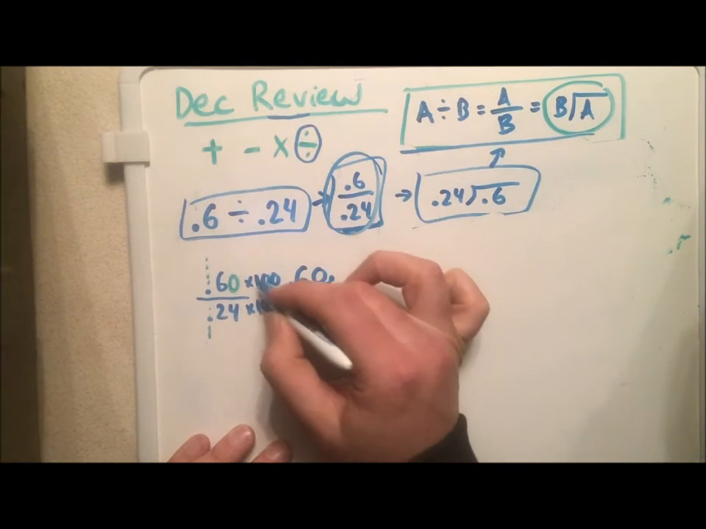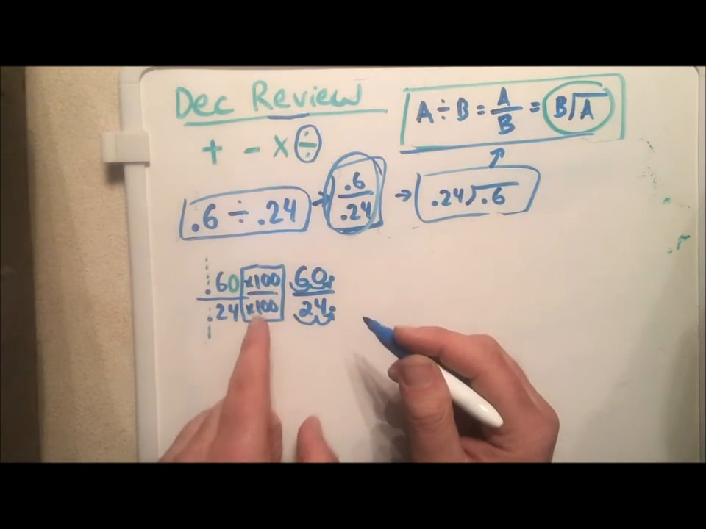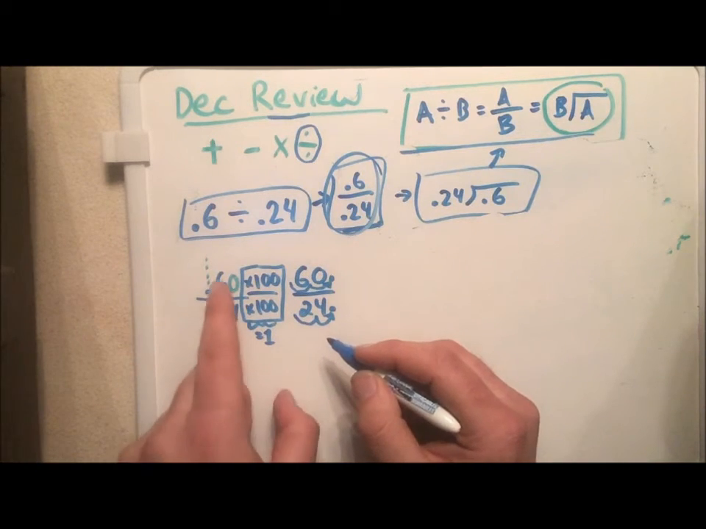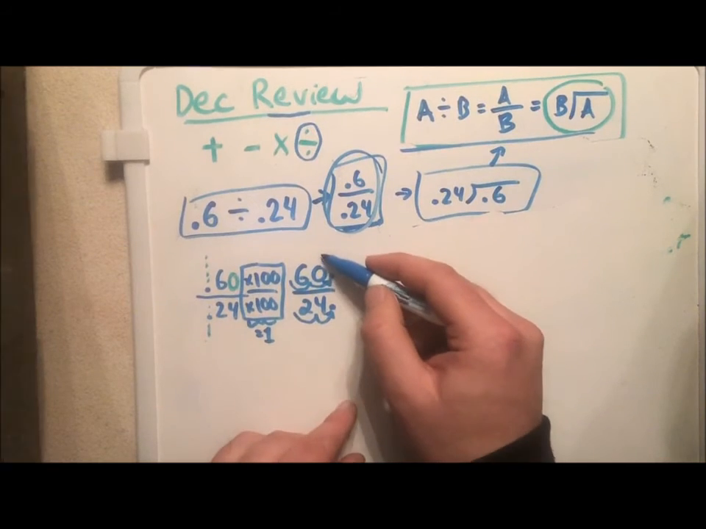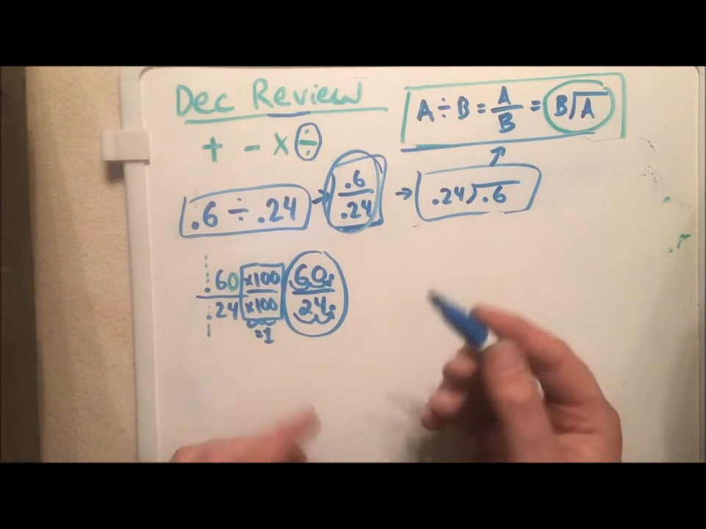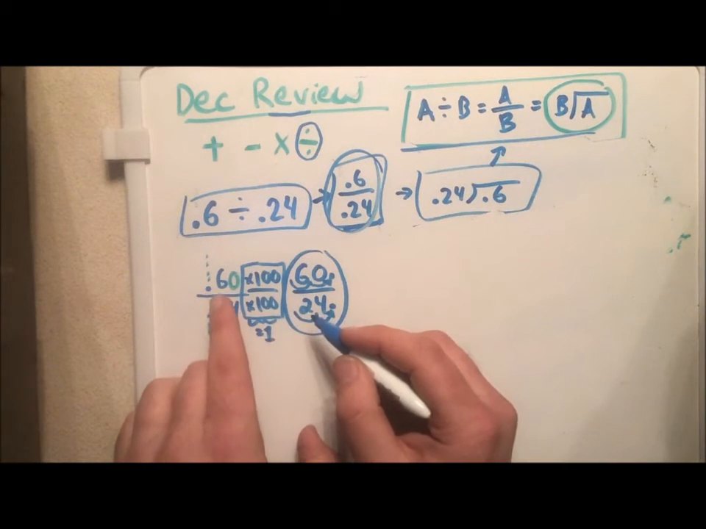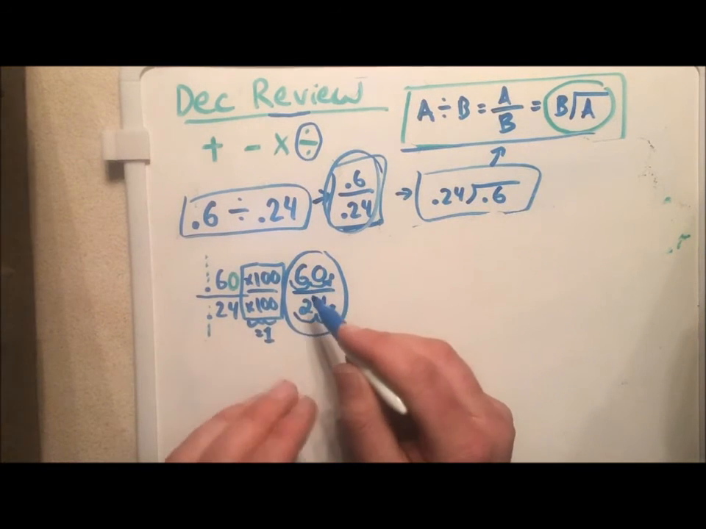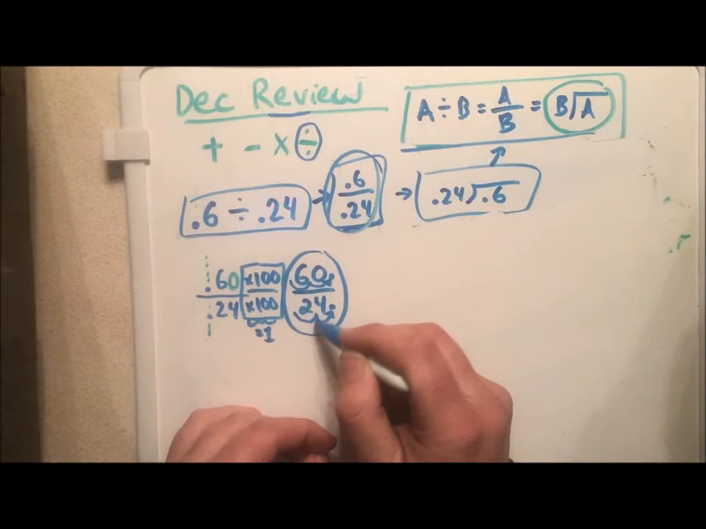Both the top and bottom numbers get timesed by 100. Why? Because 100 over 100 equals 1. So if I have something and I times it by 1, I get a new version of the same value. That's all it is. Okay, so I took this thing. I needed to bounce the decimal 2 spots, so there's 2 zeros on 100.